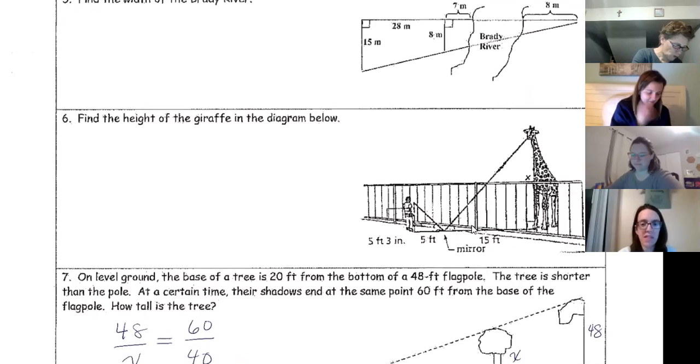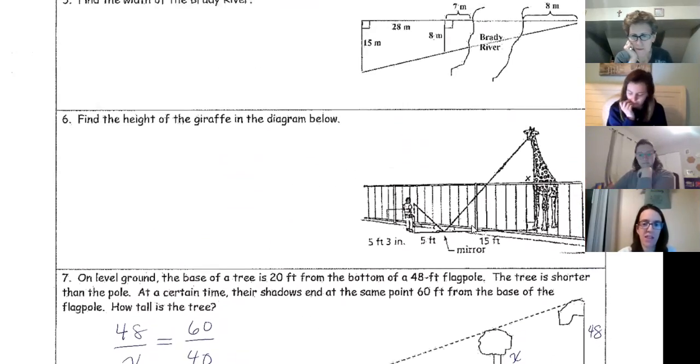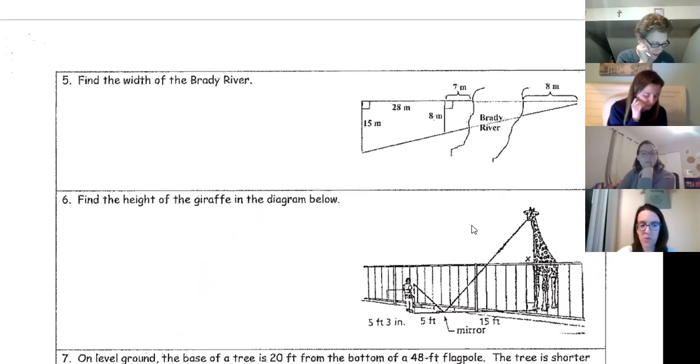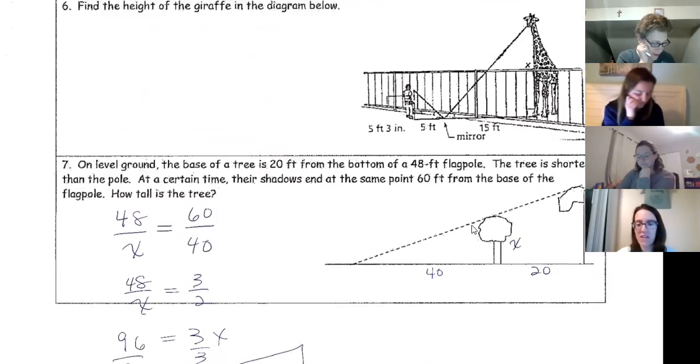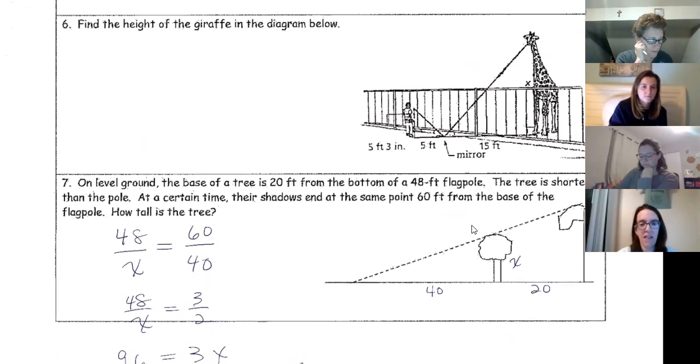So what did we think? What did you get for the height of the tree? 32. Yep, I agree. So this is a more difficult one just because of the wording. So you've got to be careful about that, but otherwise it's kind of a neat problem.